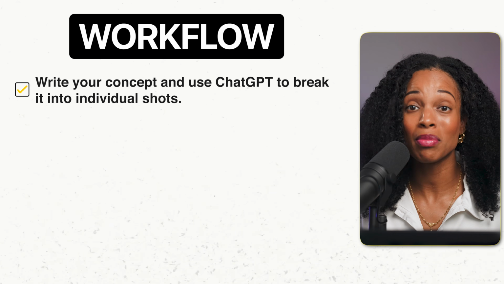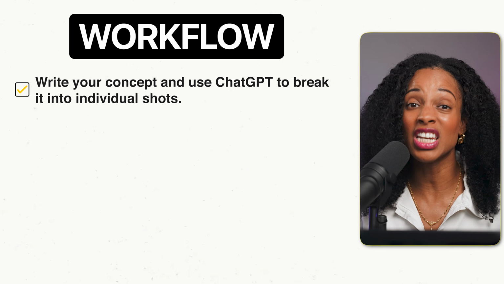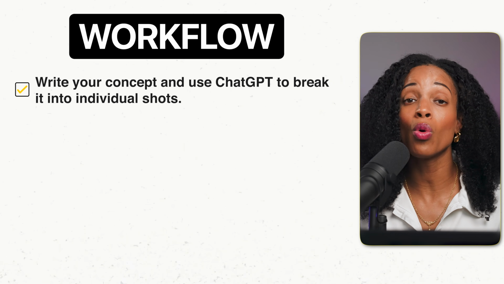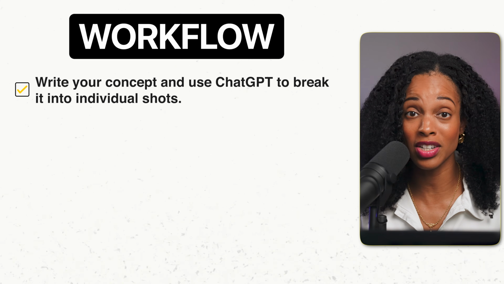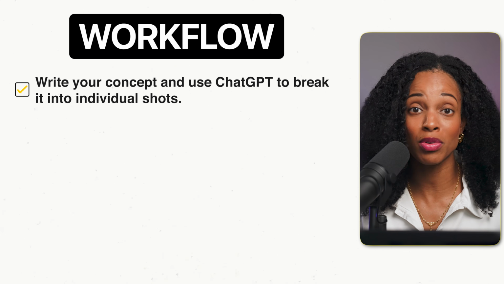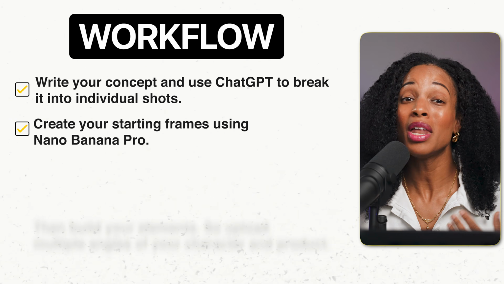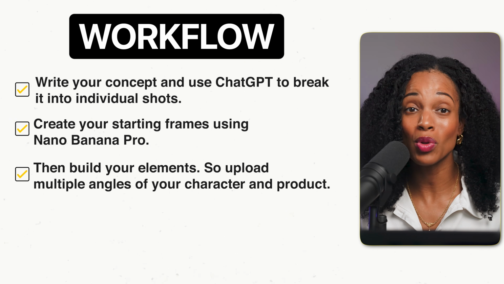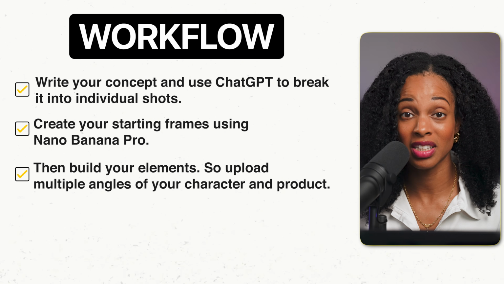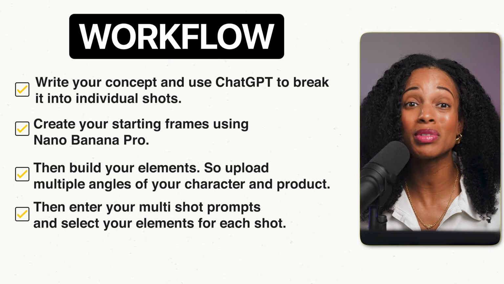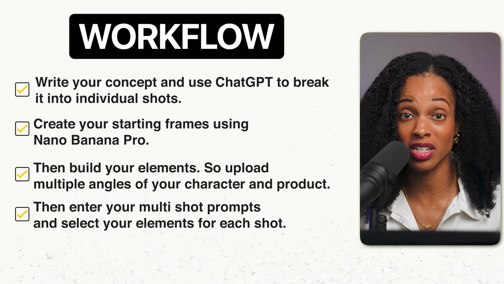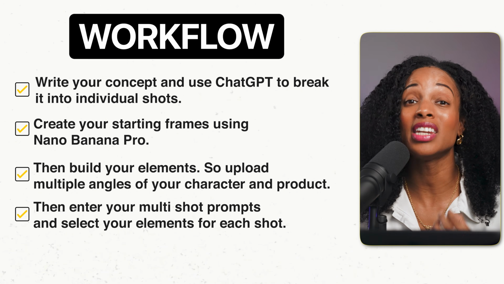You can write your concept and use ChatGPT to break it into individual shots. Or you can go with a simpler prompt like I did for the third example, where you just do one prompt for the whole video. Create your starting frames using Nano Banana Pro, then build your elements, so upload multiple angles of your character and product, then enter your multi-shot prompts and select your elements for each shot. And you can let Kling handle the native audio.